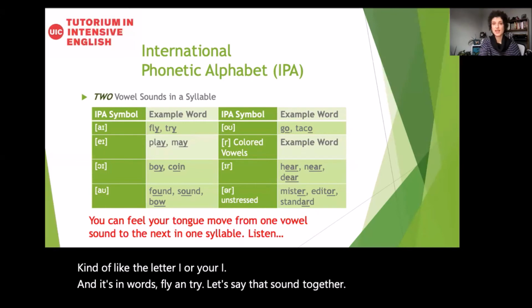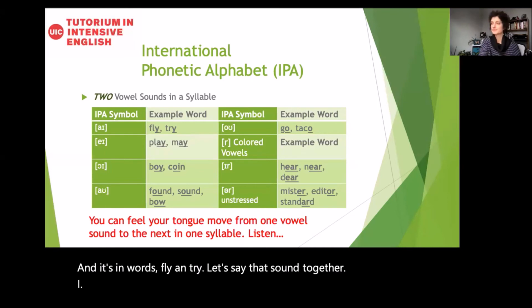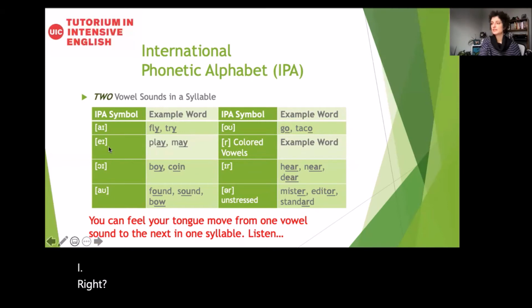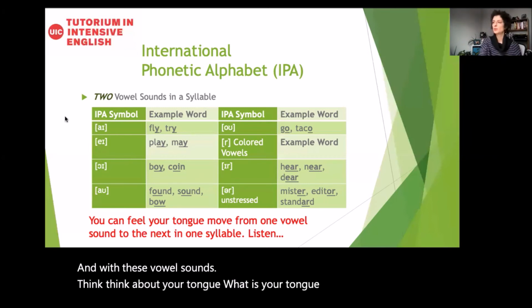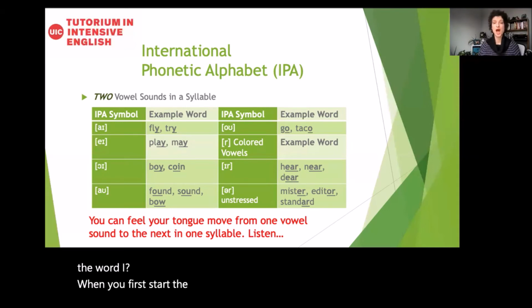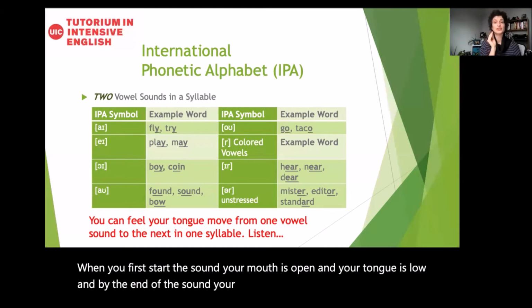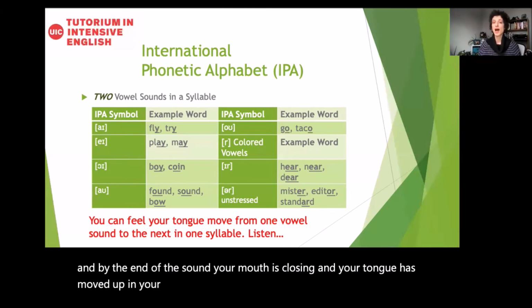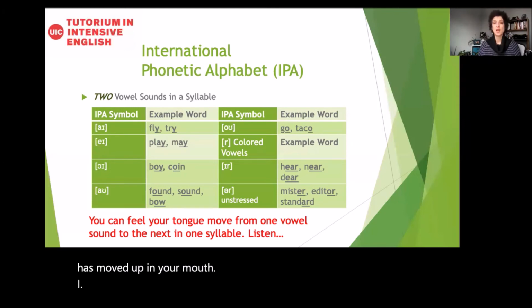Eye, right? And our next vowel sound is the sound A, like the letter A. A, like the word play and may. And with these vowel sounds, think about your tongue. What is your tongue doing when you say the word eye? When you first start this sound, your mouth is open and your tongue is low. And by the end of the sound, your mouth is closing and your tongue has moved up in your mouth. Eye and A.